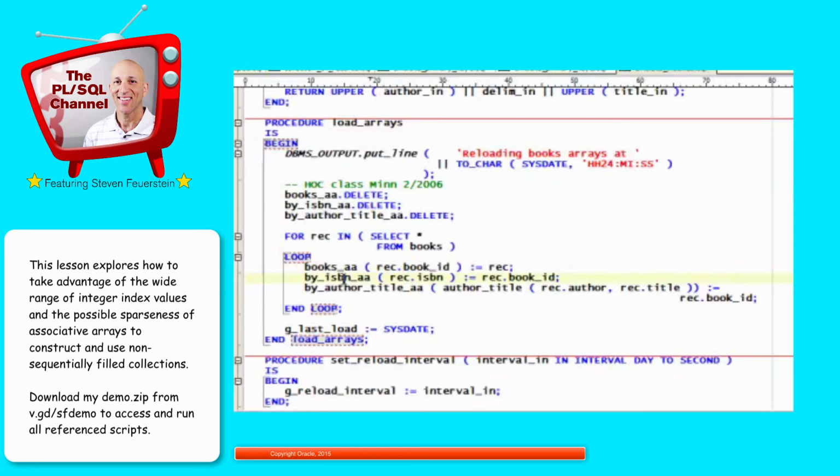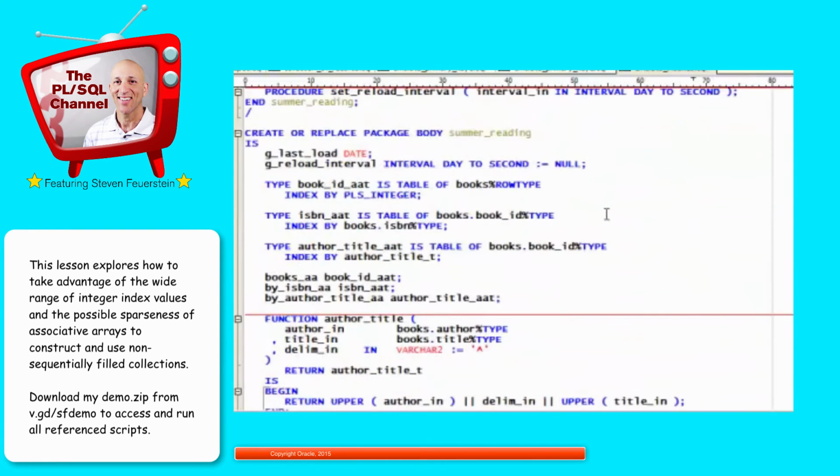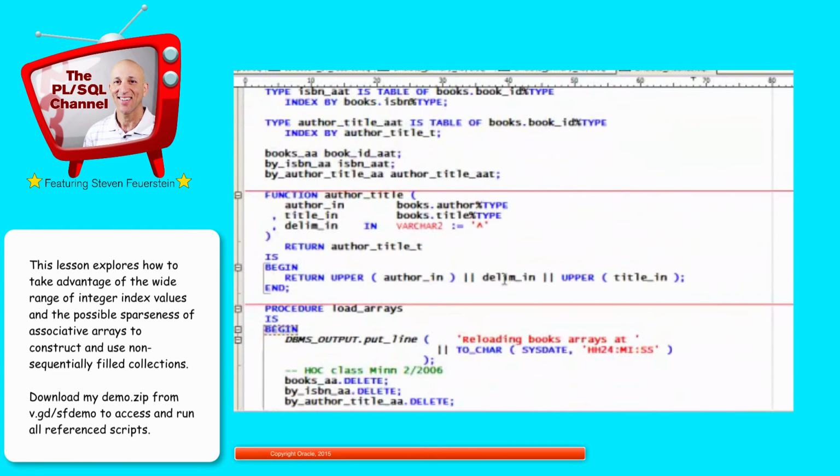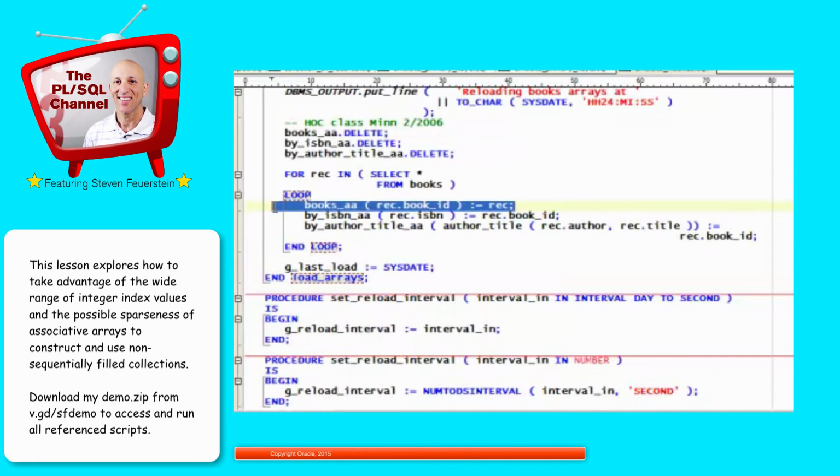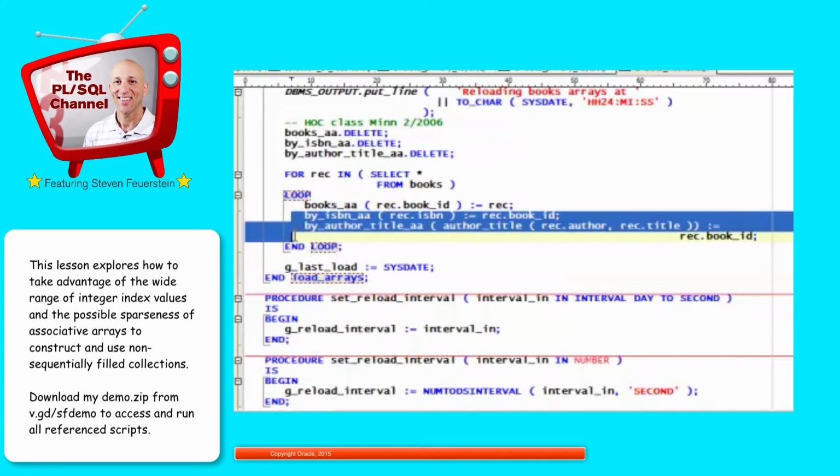For the by ISBN and by author title, my 2 other collections, I'm going to take just the book ID, the primary key, and I'm going to store it in my by ISBN collection using the ISBN as my index value. Same thing here, book ID, and the index value is going to be the author title combination, which is constructed by a function that always puts a delimiter between the author and the title to guarantee uniqueness. So this collection has every full record in it. These 2 collections have just the primary key.